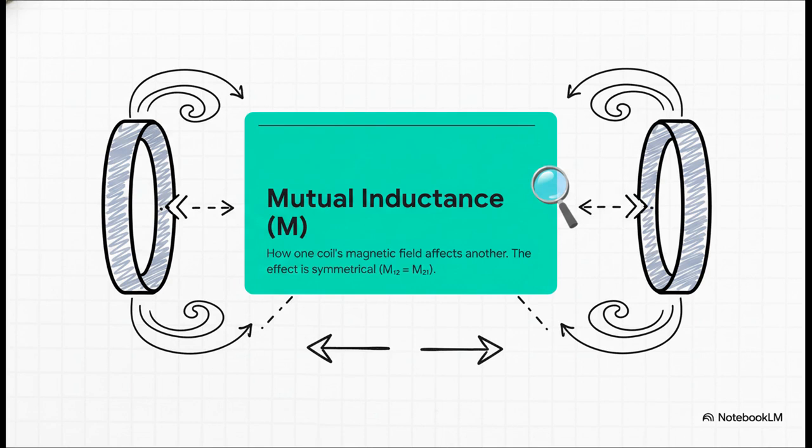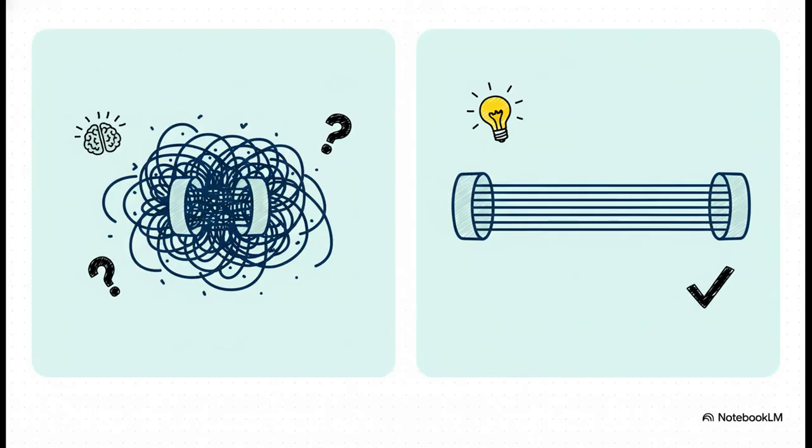But here is the magic trick, the absolute key to the whole problem. The effect is perfectly symmetrical. The way coil 1 affects coil 2 is exactly the same as the way coil 2 affects coil 1. This symmetry is everything. And this slide just shows you why that symmetry is so brilliant.